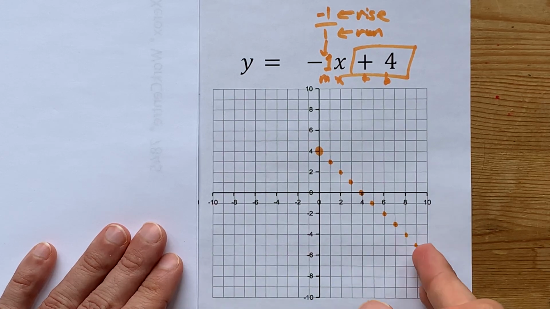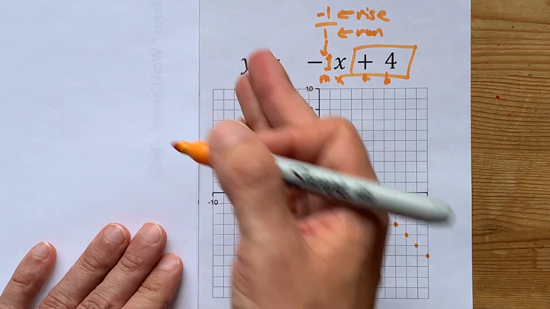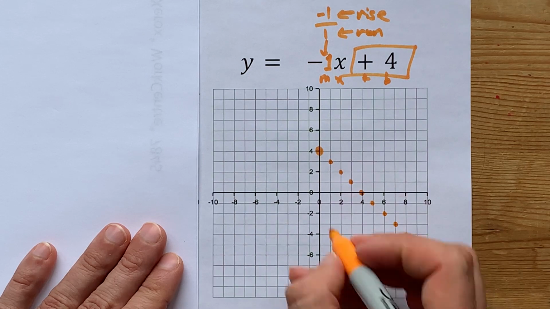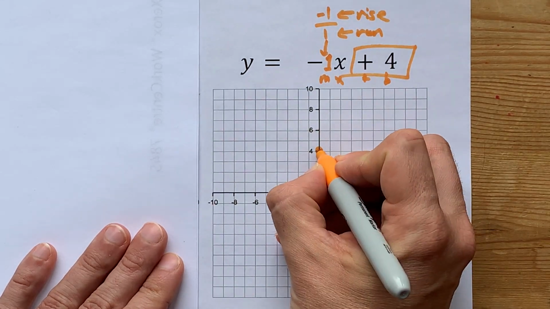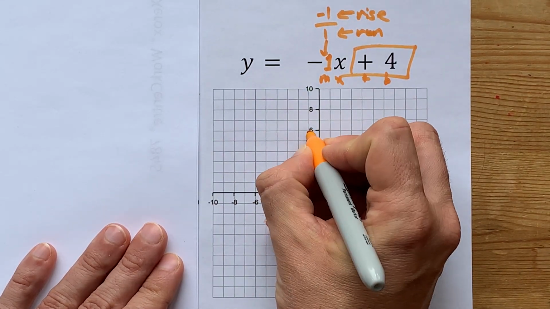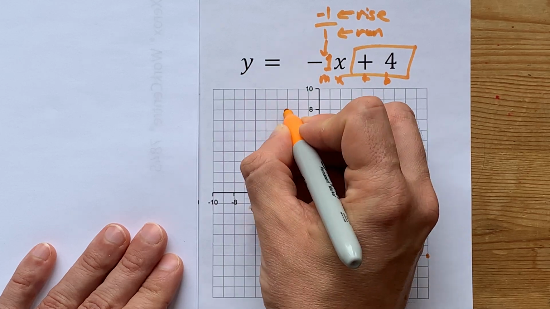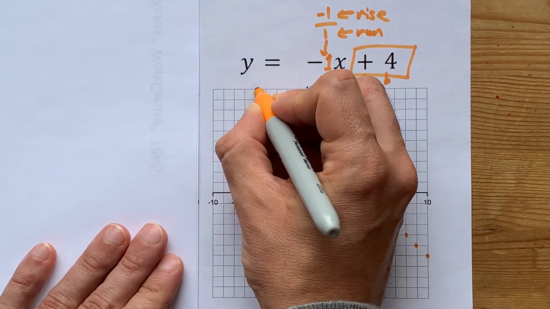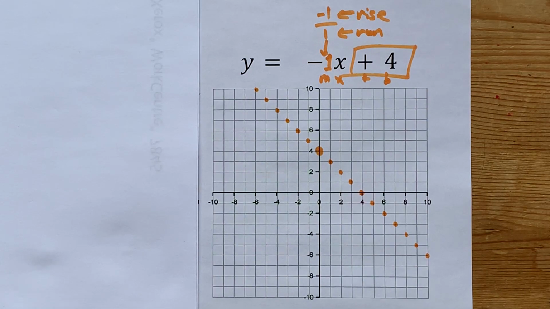And you can probably see if we wanted to backtrack, we'd be reversing those instructions. Instead of down and to the right, we would go up and to the left. Up 1, left 1. Up 1, left 1. Until you run out of space on your grid.